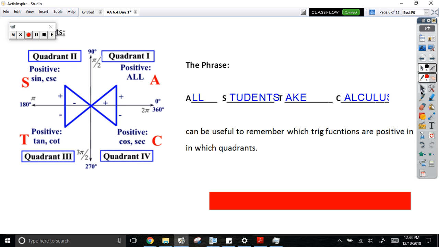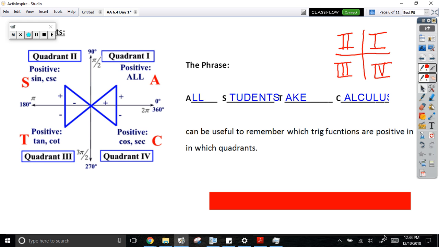What the letters in "All Students Take Calculus" stand for is which trig function is positive in which quadrant. So let's first go over our quadrants, in case you forget those. Quadrant 1, 2, 3, and 4. It goes counterclockwise: 1, 2, 3, 4, Roman numerals. All right, so the all students take calculus.